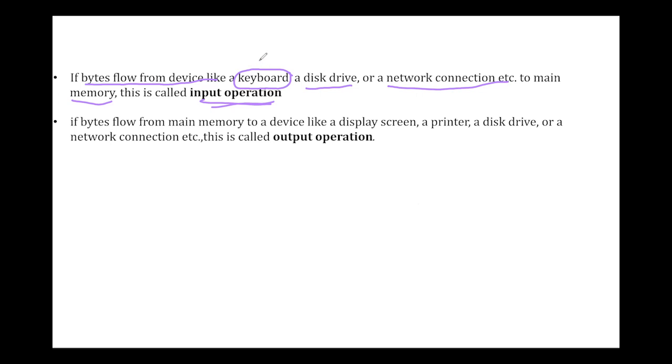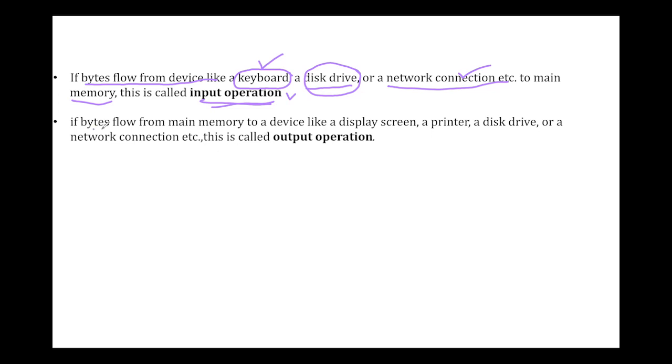Now here they are saying it can be a keyboard, that is you are giving the input, a disk drive, that is from your secondary memory, and a network connection, from somewhere on the network you are receiving an input. That is all will come and get into our main memory, in order to process the data. That is called an input operation.